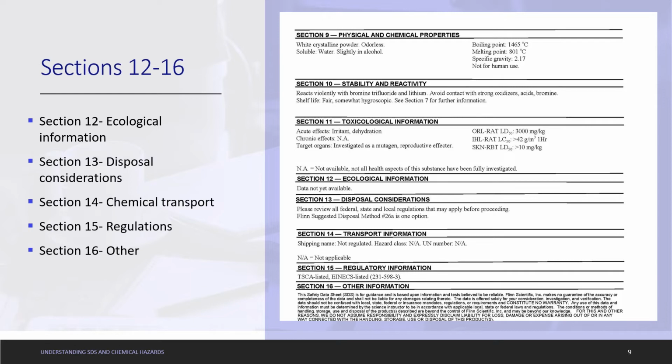Sections 14 through 16 are not always applicable for us as end users. Section 14 describes how a chemical must be transported. Section 15 gives us regulatory data. And Section 16 details any other information the company wants to convey about their product that otherwise does not fit in the previous sections.